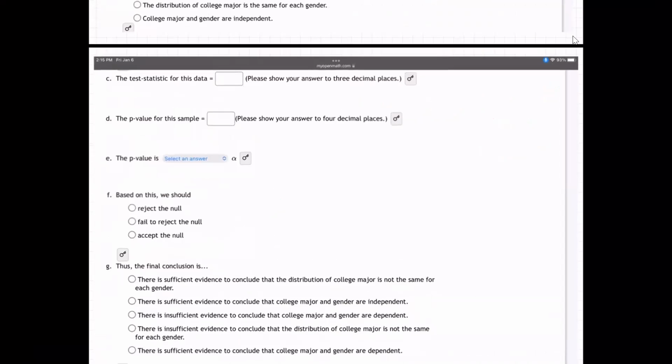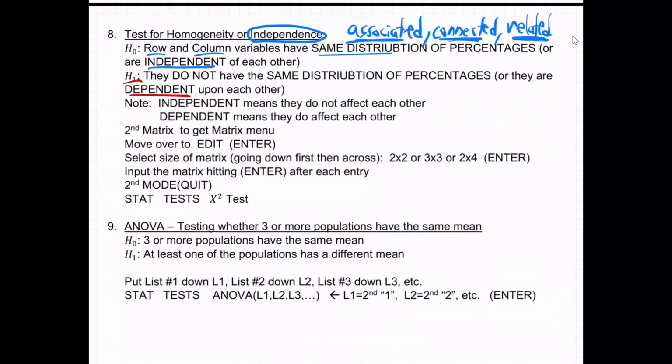Okay, so coming on down. So then they're going to start asking us for the stuff from our calculator. So let's go and see what we do on the calculator. So, yeah, here's some good words. Independent means they do not affect each other. Dependent means they do affect each other, right? Okay, so how do we do the test? That's what we really care about, don't we? We've got to go to second matrix to get to the matrix menu, move over to the edit, select the size.